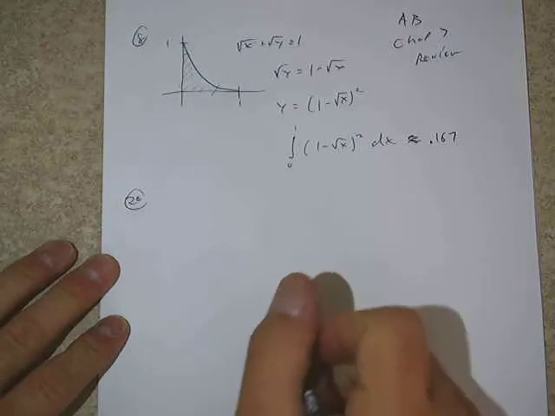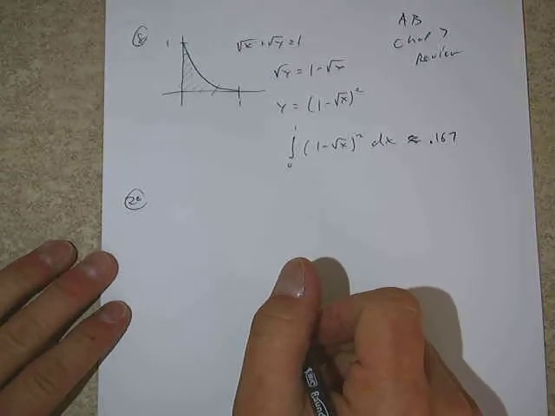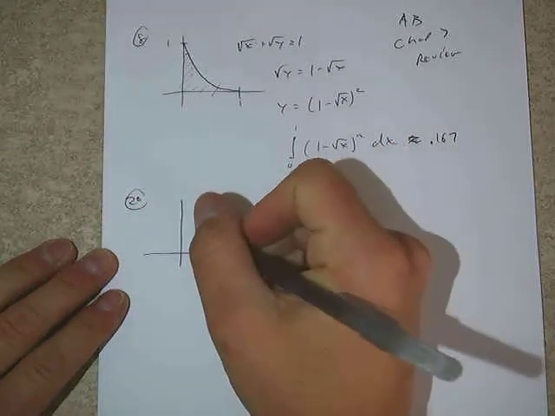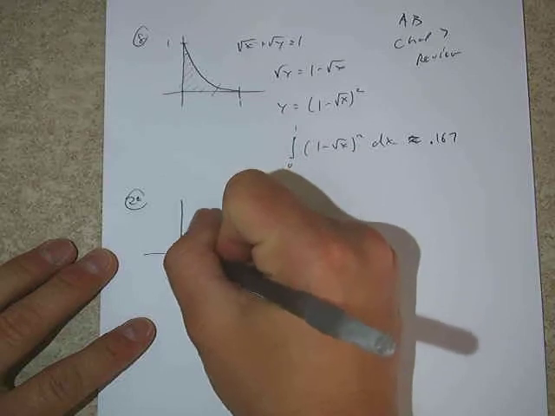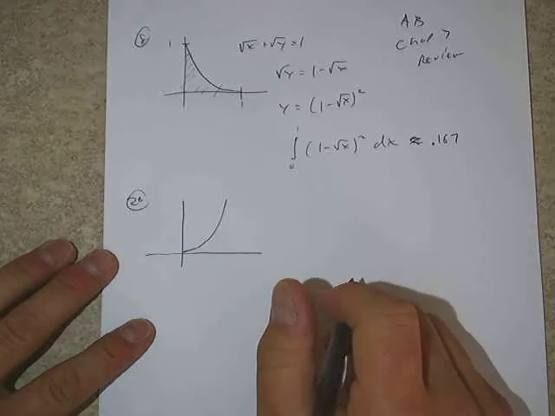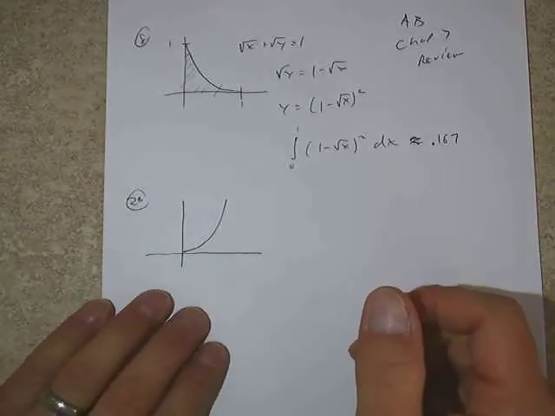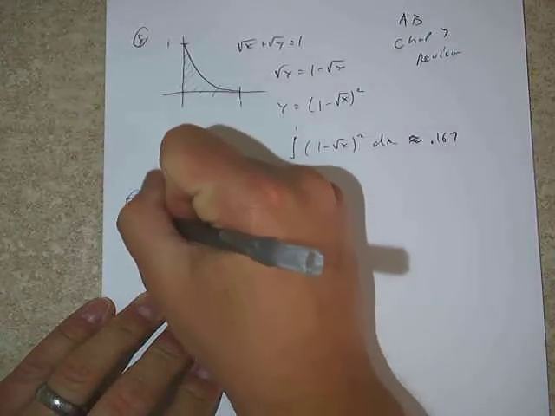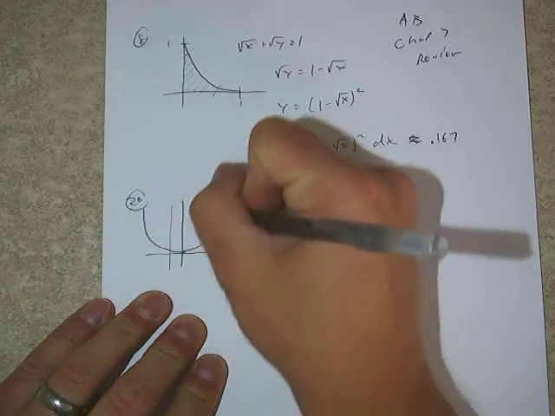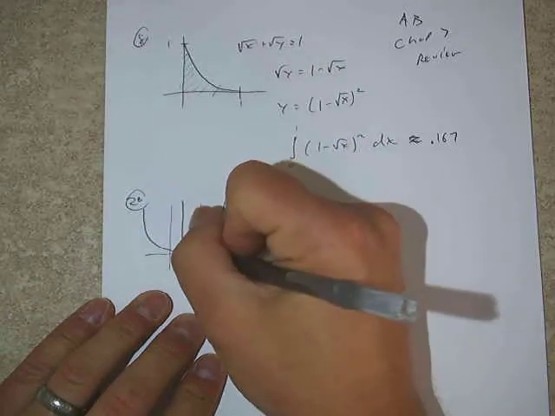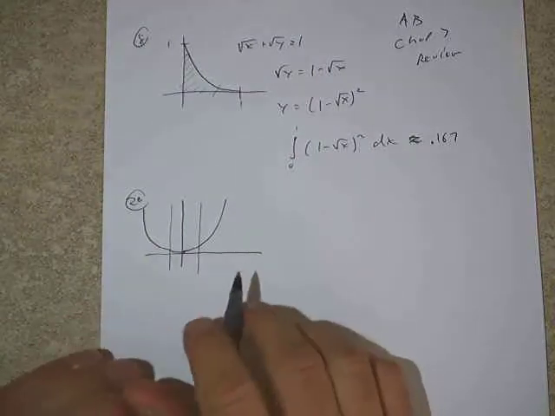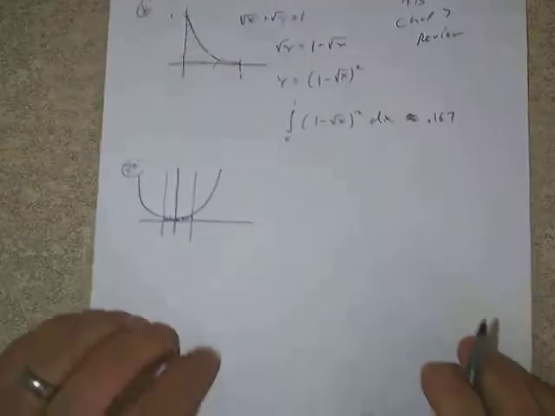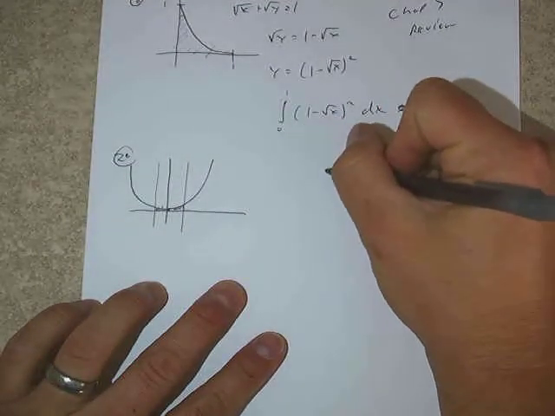Number 20, we have this time a region that is bounded by the x-axis. So we have the x-axis, we have the curve 3x to the 4th, which ultimately has this shape, and the lines x equals 1 and x equals negative 1. So we have some on this side of the x-axis also. If those are all the boundaries, then ultimately we're looking at this shape here.